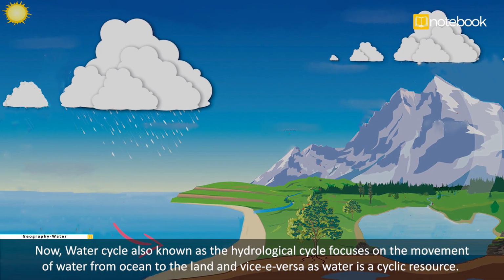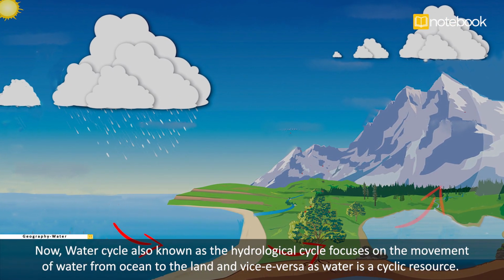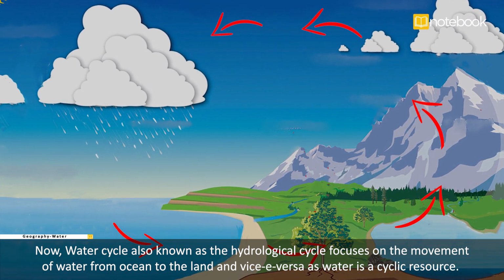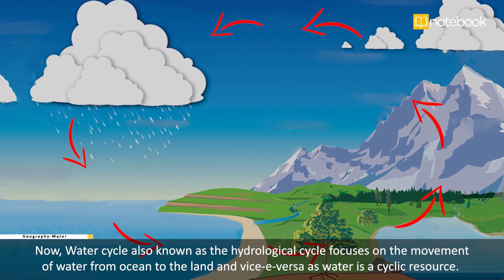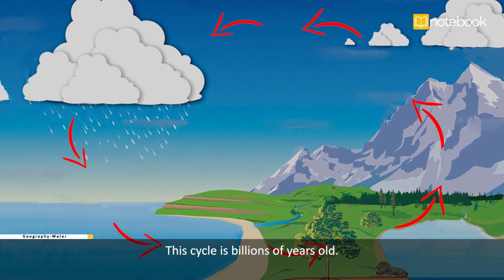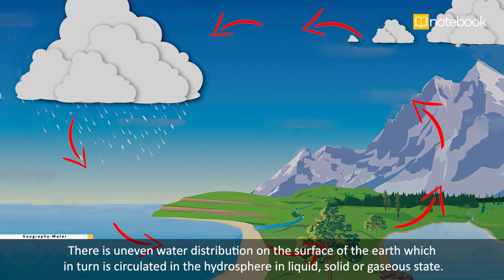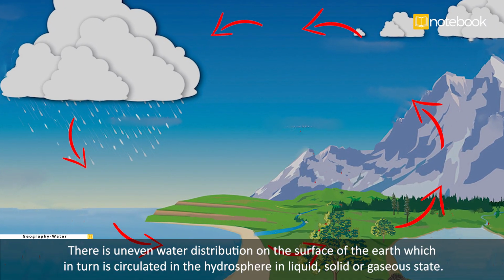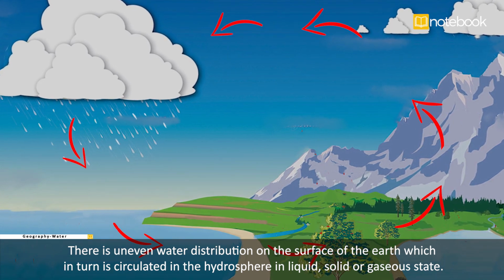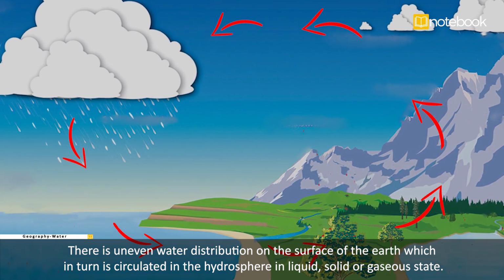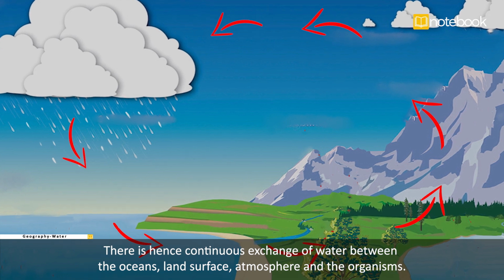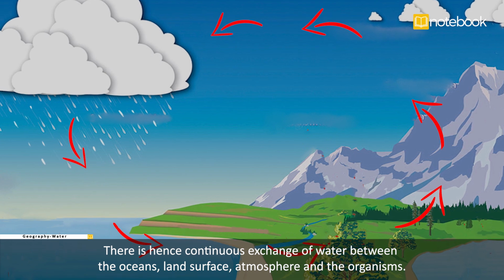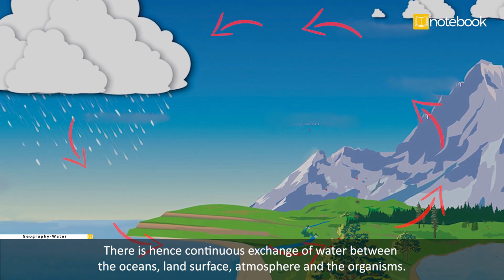Now, the water cycle, also known as the hydrological cycle, focuses on the movement of water from ocean to the land and vice versa, as water is a cyclic resource. The cycle is billions of years old. There is uneven water distribution on the surface of the earth, which in turn is circulated in the hydrosphere in liquid, solid or gaseous state. There is hence continuous exchange of water between the oceans, land surface, atmosphere and the organisms.